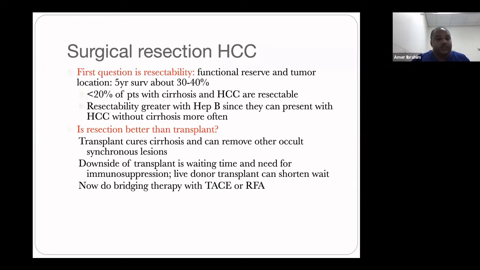The second question: shall we do a resection or a transplant? The transplant cures the cirrhosis and can definitely remove occult synchronous lesions. The main issue with liver transplantation is the availability of the transplant. Most of the patients will be on a waiting list for a while and not find a liver easily. So we can bridge these patients, if there is any possibility of a liver transplant coming soon, with TACE or radiofrequency ablation for this tumor.